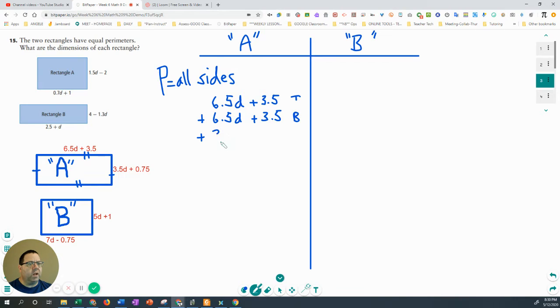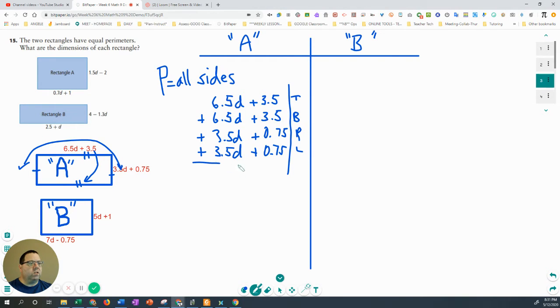Let's add the right side since that's given to us, 3.5d plus 0.75. So that was the right side. And we're going to add 3.5d again because it's the same over here. This is the same as this, and this is the same as this. So there's four sides is what I'm trying to remind you of. Hopefully you remember that. Okay, so 0.75, and that's the left side. All right, so let's stack and add because we can have one ginormous, simplified, gather the like terms expression for the entire perimeter of rectangle A.